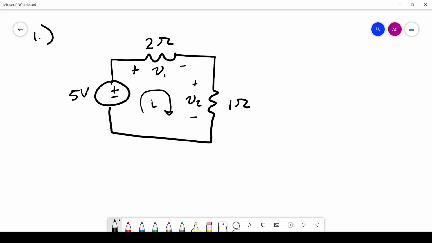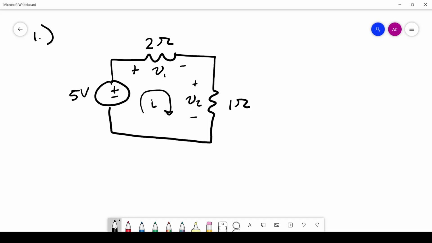Okay. So what's our first move here? Well, our first move is that we can see that these two resistors, let me switch to the red pen, these two resistors here are in series. There's no branch between the two. So those two resistors are in series.